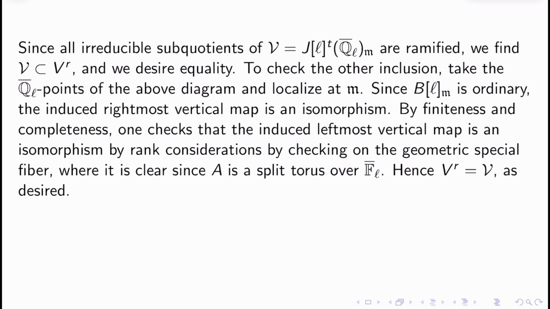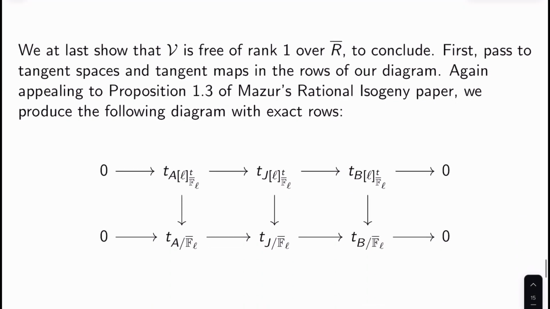and the way you do that is by rank considerations, by checking on the geometric special fiber, where everything is clearer because A is a split torus over F̄_ℓ by what we've already proved in this video. And so that gives you the other inclusion, so V^R is 𝒱, which is what we're trying to prove. And then there is a step 5, which is to finish the entire proof of the theorem.